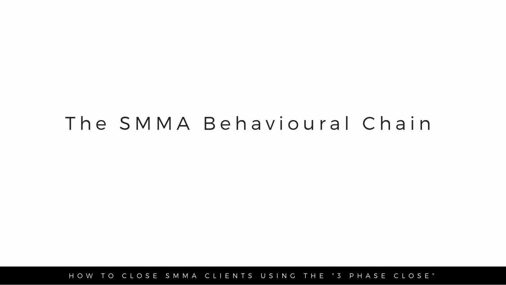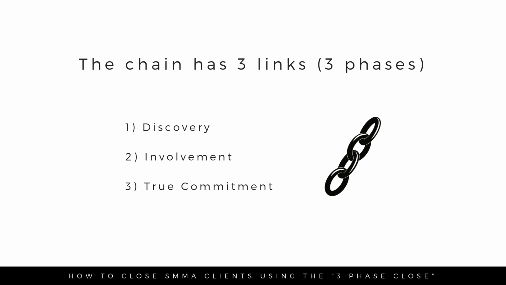Okay, so it all starts with the social media marketing agency behavioral chain. So what is the chain? The chain has 3 links, also known as 3 phases, which is where the 3-phase close comes from. The first link, the first phase, is the discovery phase. The second one is involvement, and the third one is true commitment.